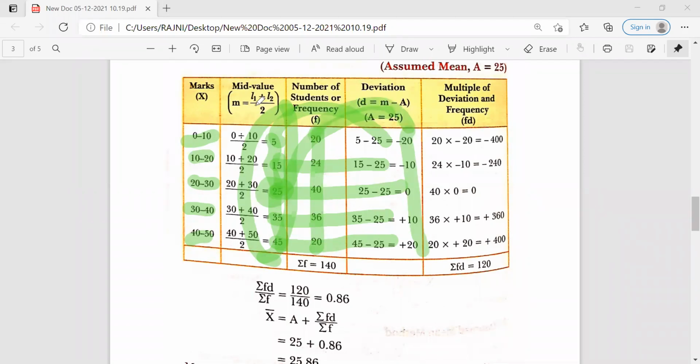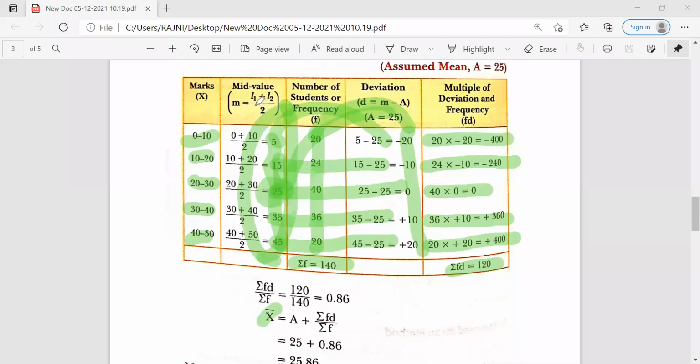After that, multiply F by D: 20 into minus 20, 24 into minus 10, 40 into 0, 36 into 10, 20 into 20, and sum of FD is equal to 120 and sum of F is equal to 140.